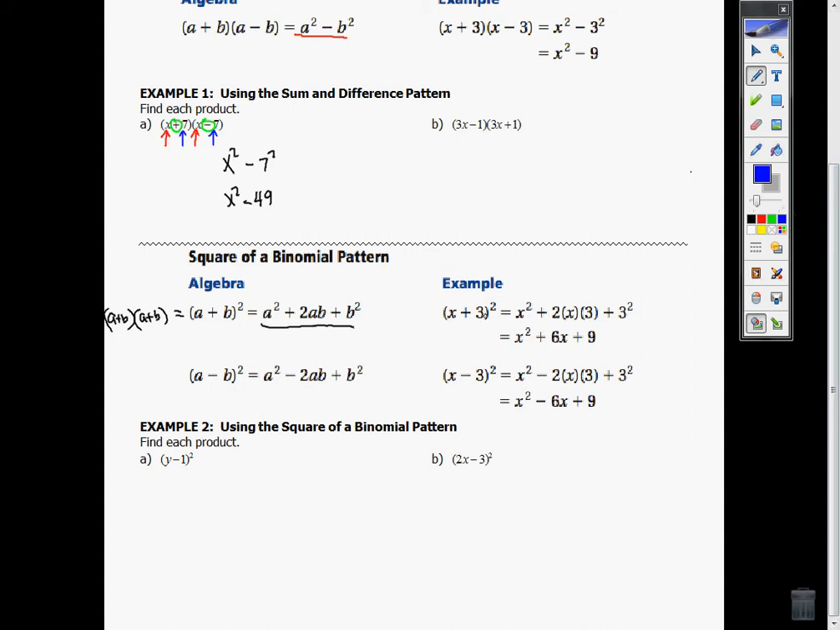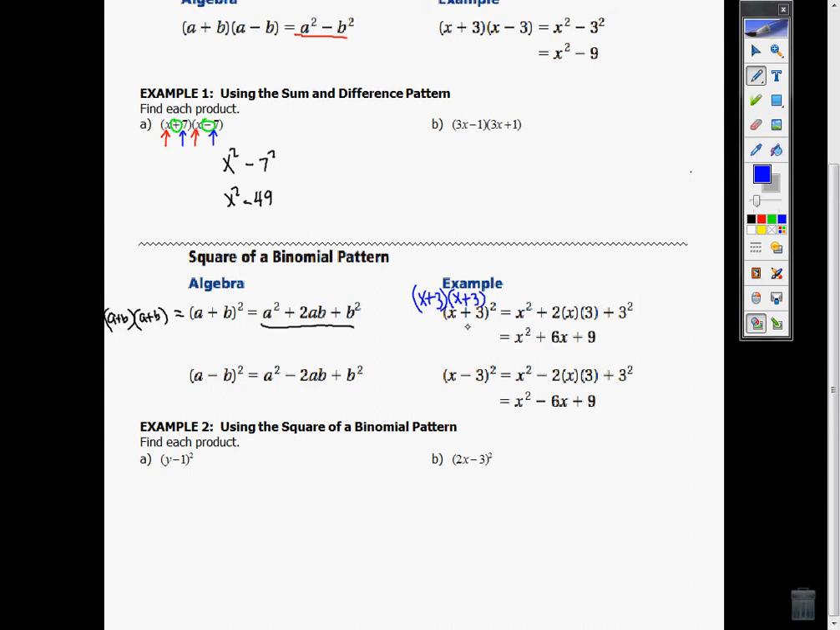I have x plus 3 squared. Now we need to remember, this doesn't mean that the solution is just going to be x squared plus 3 squared. No, it's going to be x plus 3 times x plus 3. Okay, so there's a lot more multiplication going on than just square the first number, square the second number. But because it's a square of a binomial pattern, I can jump right to the end.